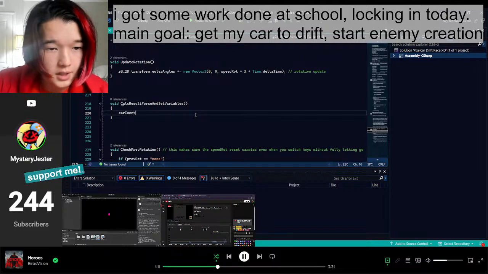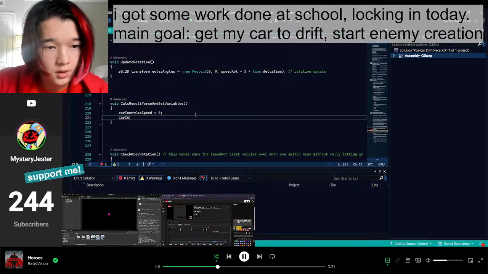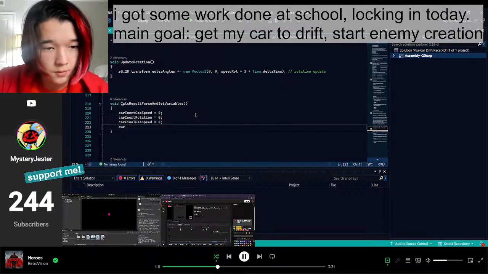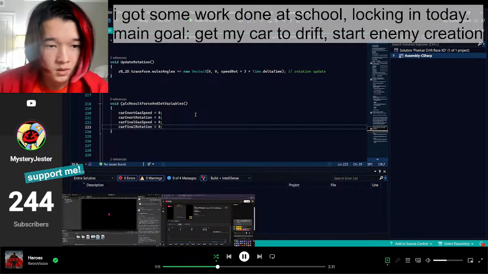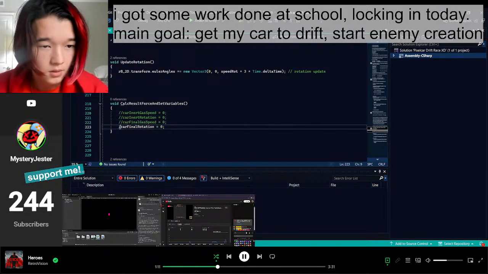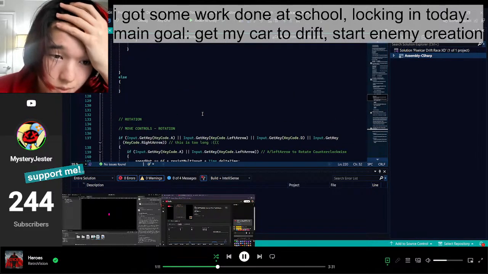Car inert gas speed equals 0. Car inert rotation equals 0. Car final gas speed equals 0. Car final rotation equals 0. I think we're just gonna comment these out for now, because we're trying to figure out how on earth this works.